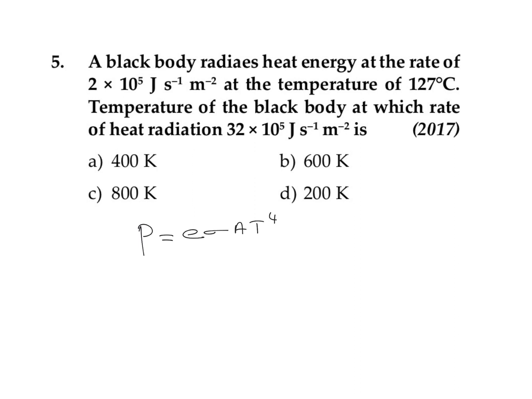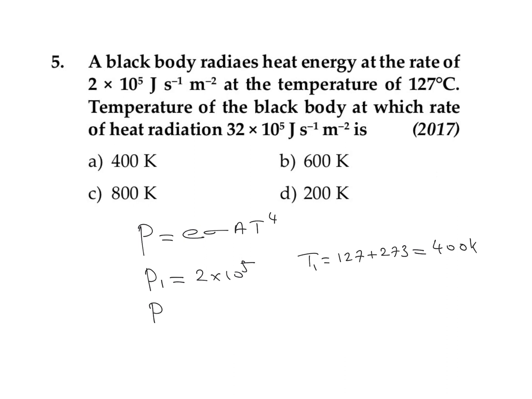So here it is given that the value of power radiated in the first situation is 2 × 10^5, and it is given per 1 meter square area, at a temperature T1 given as 127 degrees Celsius. If we add 273, we can convert it into the Kelvin scale. So the temperature is nothing but 400 Kelvin.